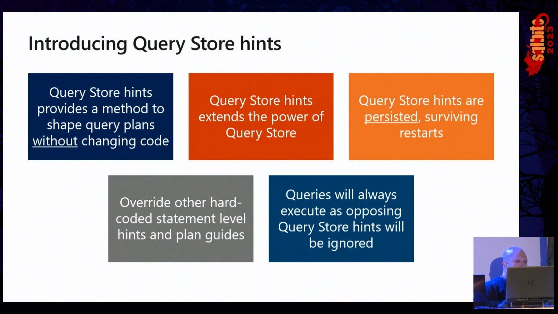What's also interesting is query store hints will override other hard-coded statement level hints and plan guides. So let's say that there's a hint that has been introduced in some other way, or a plan guide that was introduced in some other way, and you've discovered that's causing you a problem. You can use a query store hint to knock that hint out of the way. Especially could be done for troubleshooting, as a stopgap measure. Hopefully you don't have to do that long term. I think that's kind of weird for that to be a long-term solution, but it can be done to help you in that regard as well.